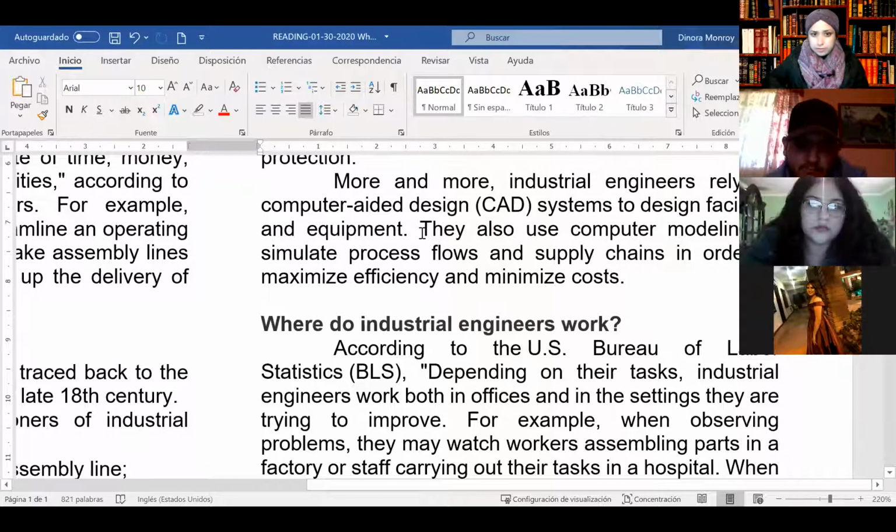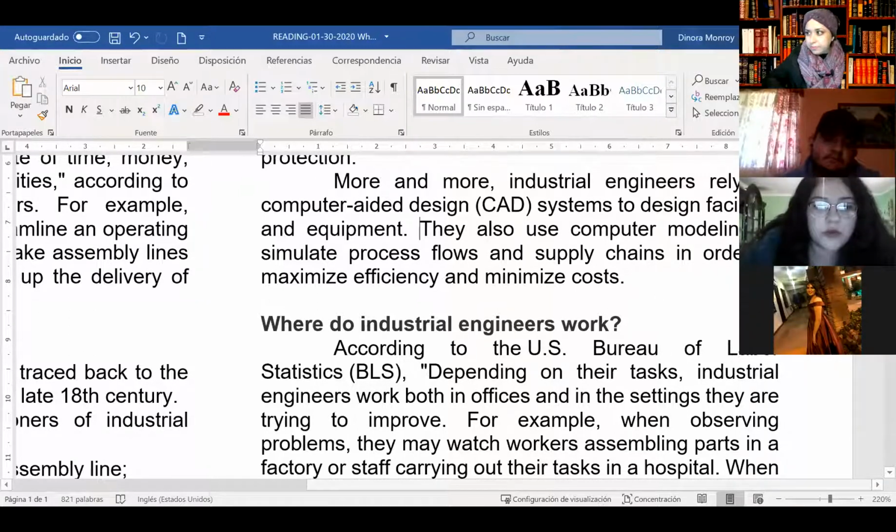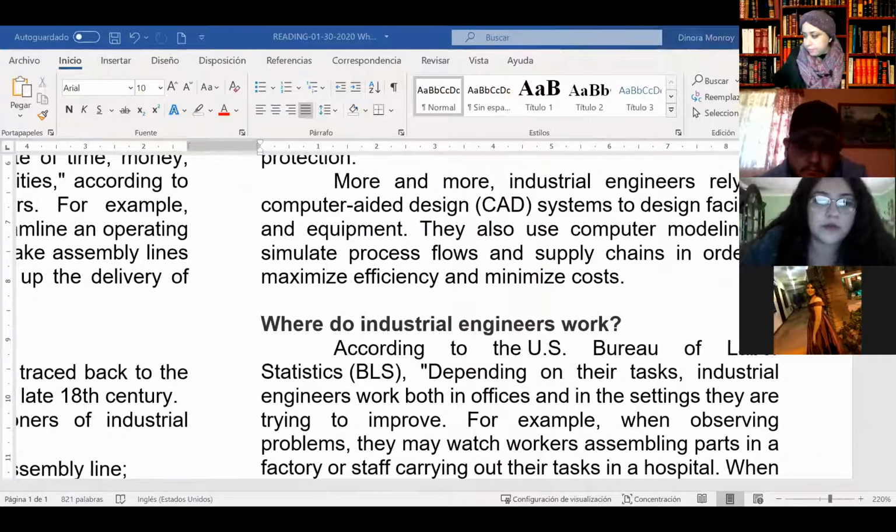They also use computer modeling to simulate process flows and supply chains in order to maximize efficiency and minimize costs.